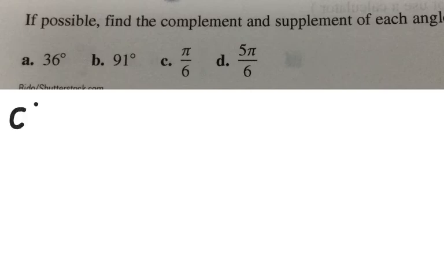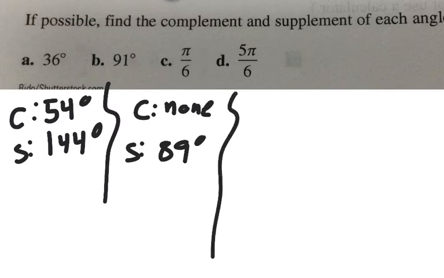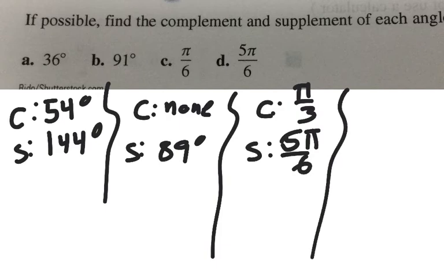So for A part, the complement would be 54 degrees. The supplement would be 144 degrees. For B part, the complement would be none. It does not exist. And the supplement would be 89 degrees. For C part, the complement would be pi over 3. The supplement would be 5 pi over 6. And for D part, the complement would be none. It does not exist. And the supplement would be pi over 6.